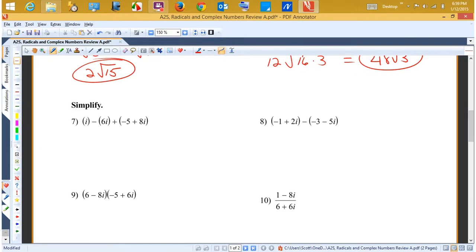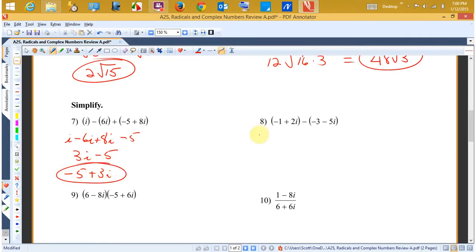Okay, moving to the next one. All the i's will subtract and the real numbers will subtract. So let's write this in a little better form. I have i, then I have subtract 6i, and then over here I will have plus a minus 5 plus 8i. So the 8i will go with the i's, and this would be a minus 5. So now I have a 1i minus 6i. That's going to be a negative 5i. Negative 5i plus 8i would be 3i minus 5. Now remember, we always write these in a form where the real number is first, so we want to put the minus 5 first. Okay, so that's the way that should look.